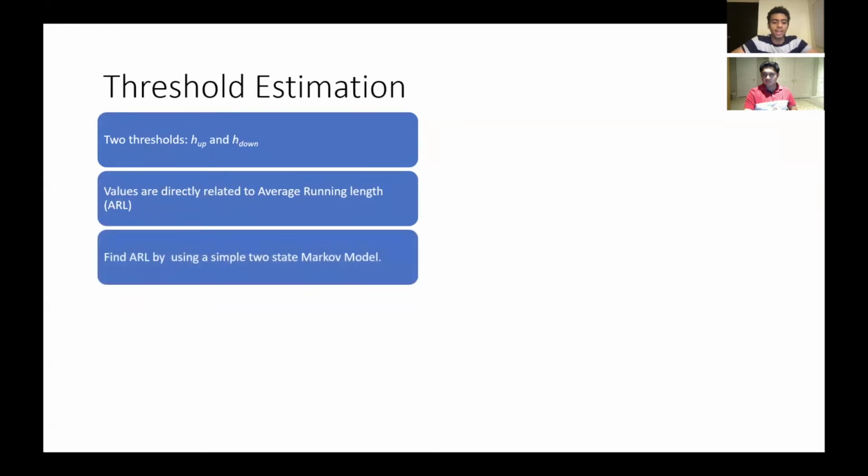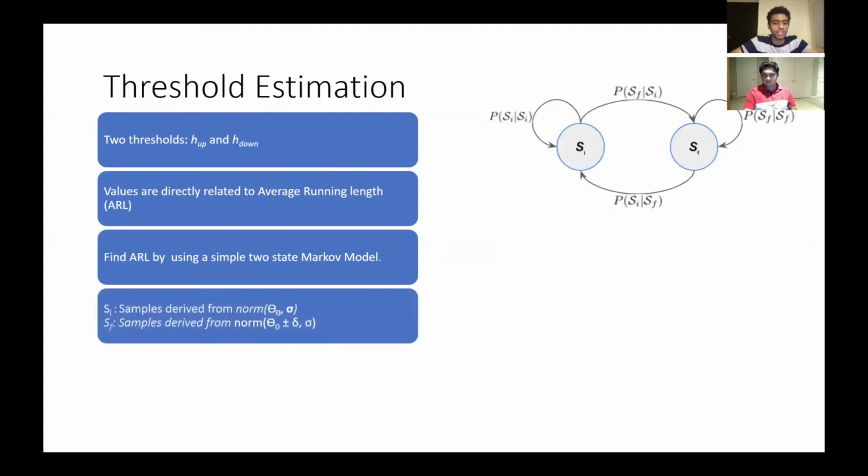To calculate the ARL, we treat the signal as a simple Markov model with two states as shown in the diagram. State SI is the initial no change state, and state SF is the final change occurred state and is an absorbing state. In state SI, we assume the signal is constituted of samples that are being drawn from a Gaussian distribution with parameters theta naught and sigma, which are calculated using the live mean and standard deviation update approach. And in state SF, we assume the samples are being drawn from a Gaussian distribution with parameters theta naught plus or minus delta, depending on the direction of the change, and sigma.